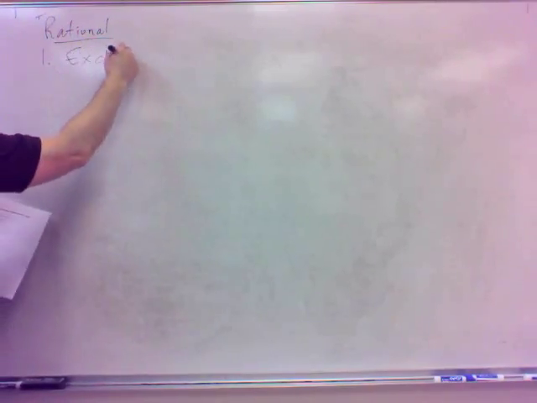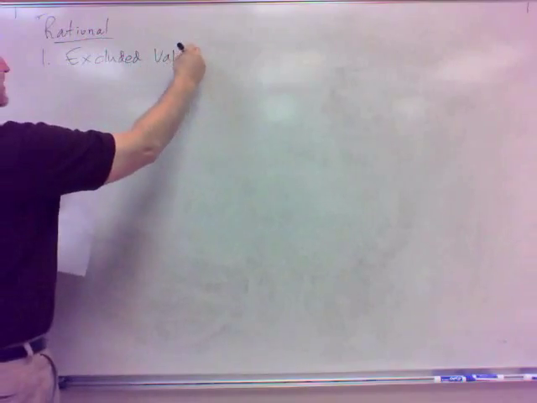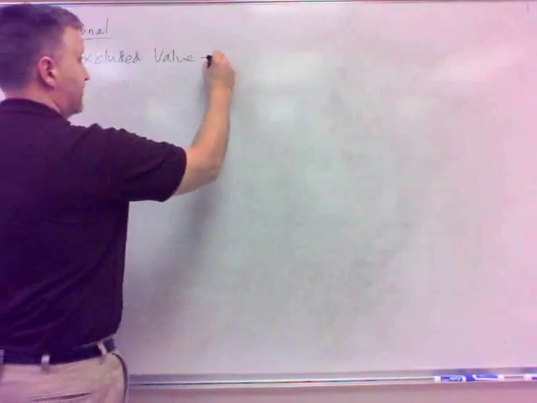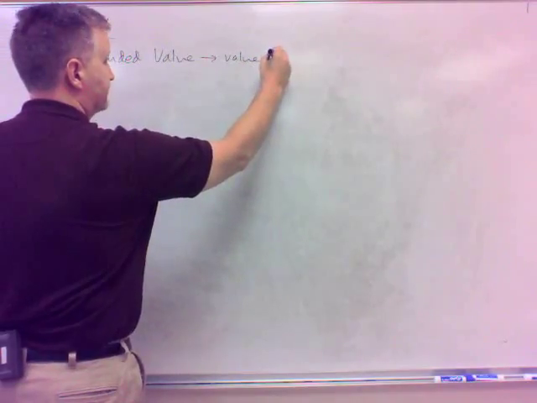Number 1, on rational expressions and equations. Well, number 1 is just talking about excluded values. When you get a rational expression, basically a polynomial fraction, you run into these excluded values. What do I mean by that? The excluded value is a value that makes the denominator 0. We have to exclude any value that makes the denominator 0.